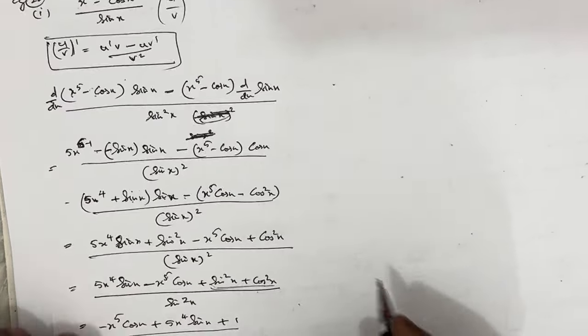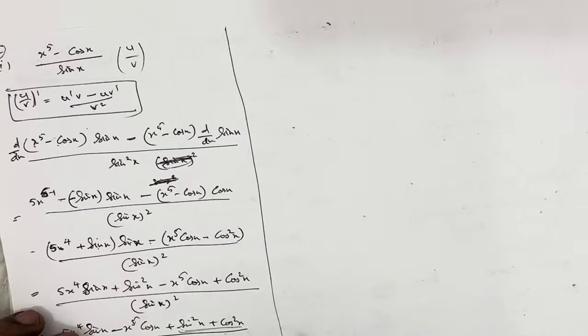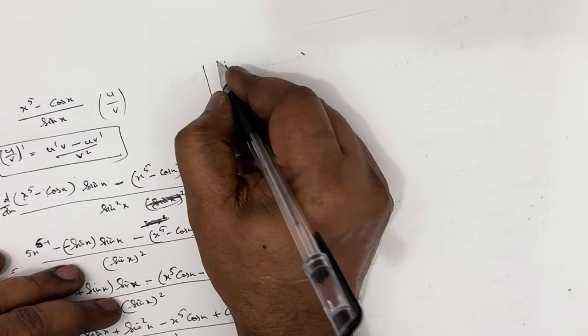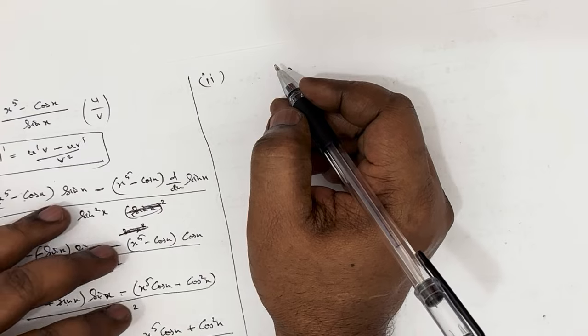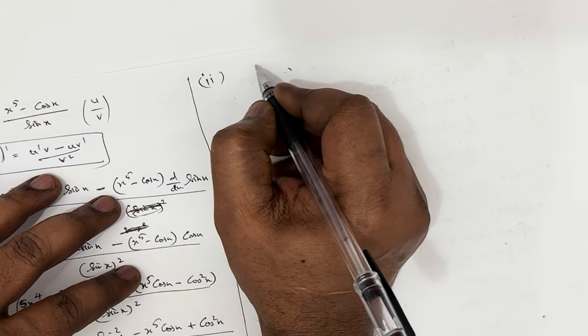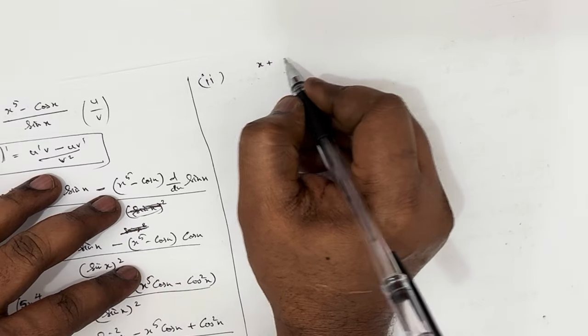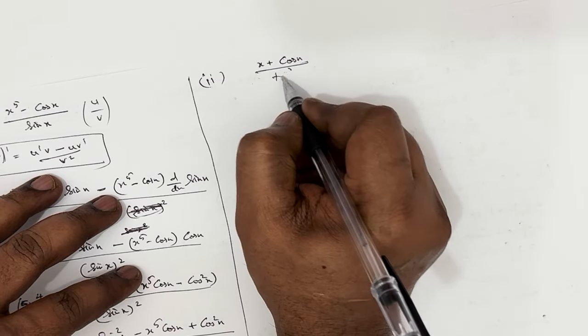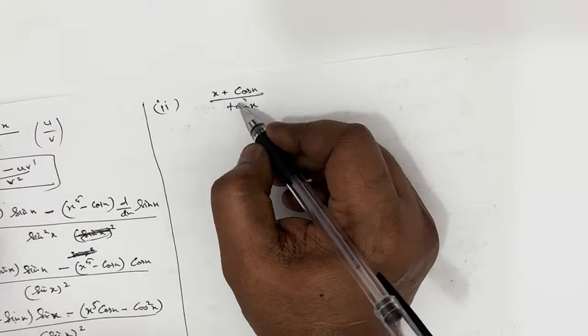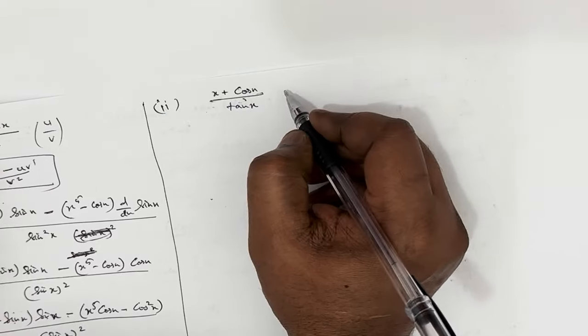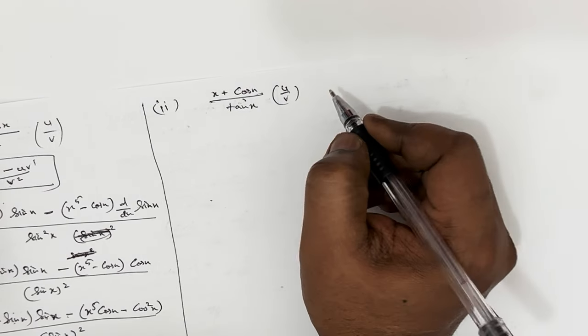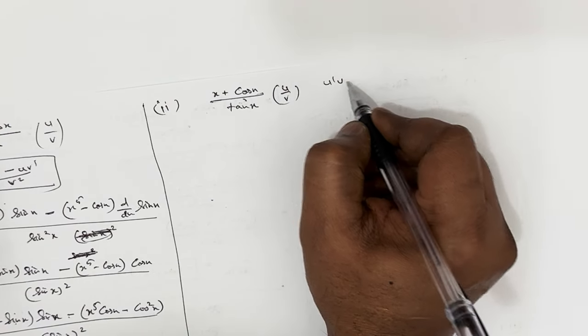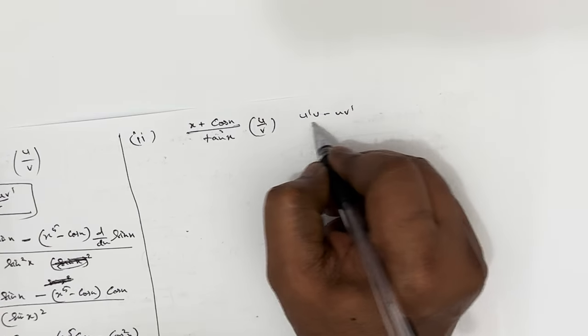Now we'll do the next one, it is number 22. What is 22? It is (x + cos x) upon tan x, and again in the quotient form, that is u upon v. So we can write (u'v − uv') upon v square.